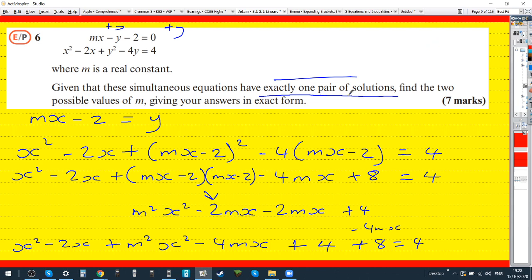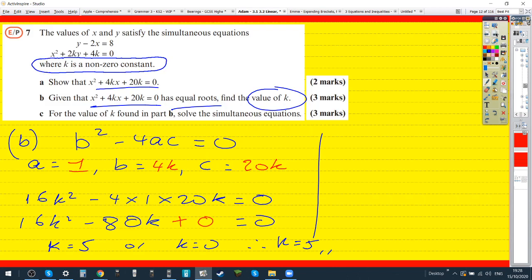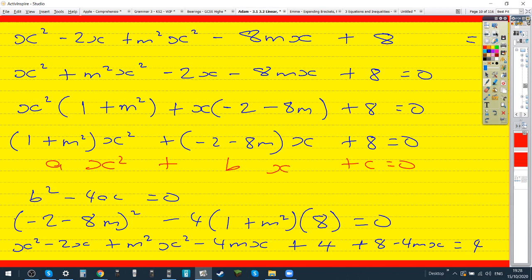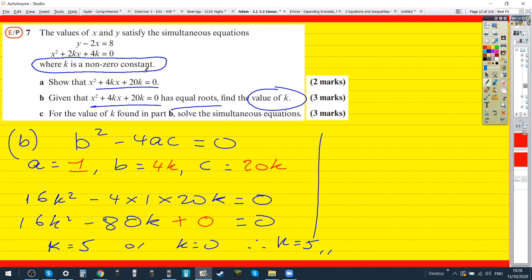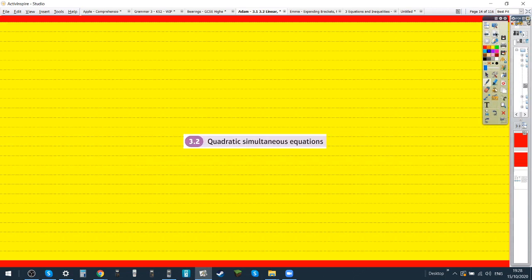Big picture is if it says there's exactly one pair of solutions, then b squared minus 4ac equals 0. You'll reach a stage where you can't go any further in the question, like this one. If you don't know what k is, but then they tell you it only has one equal root, then you can say, oh okay, so b squared minus 4ac equals 0.